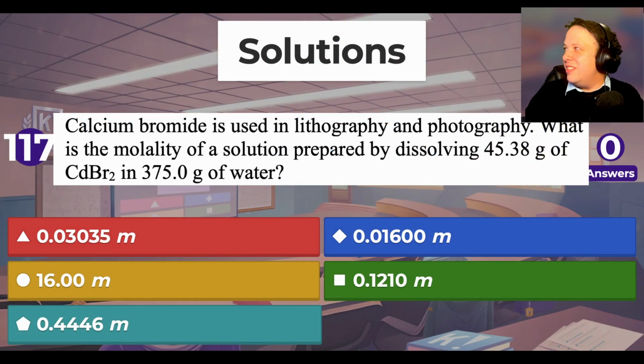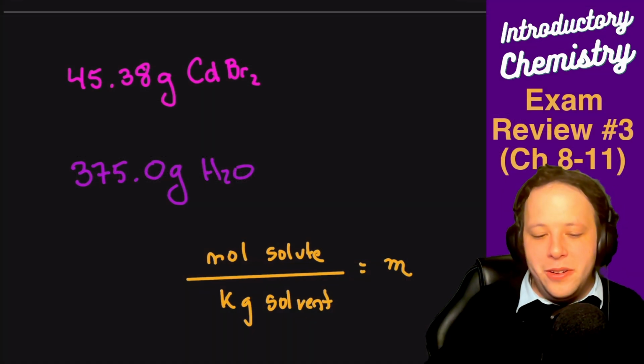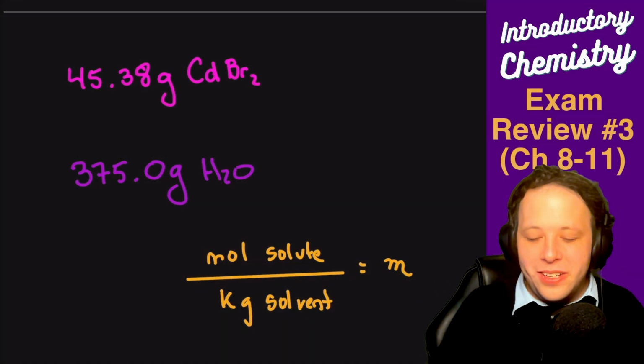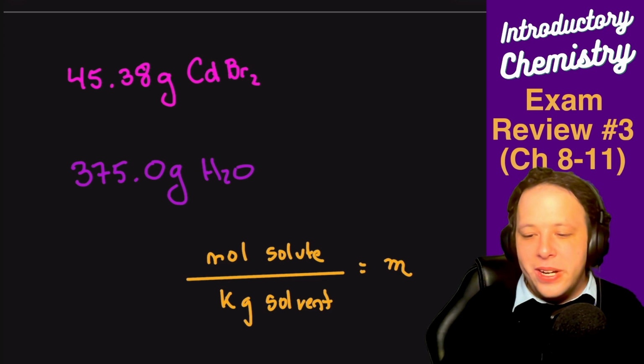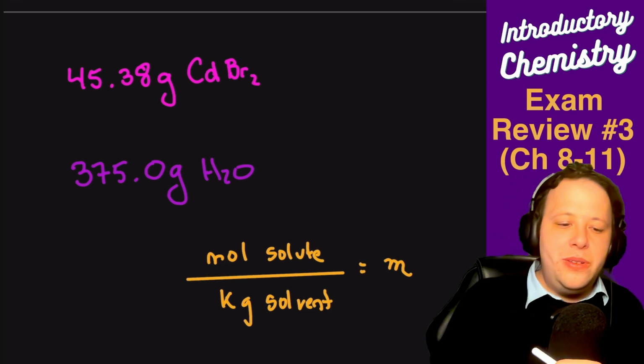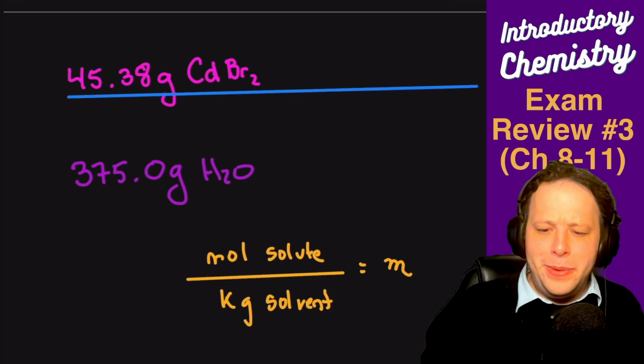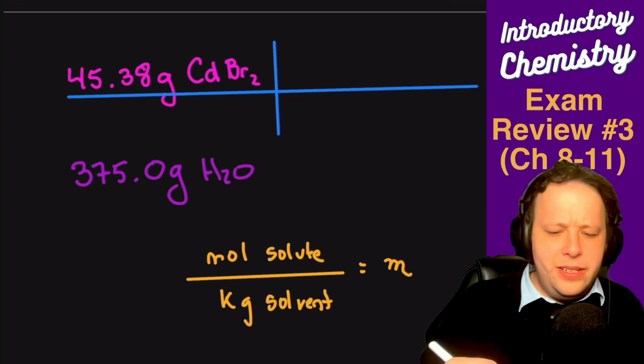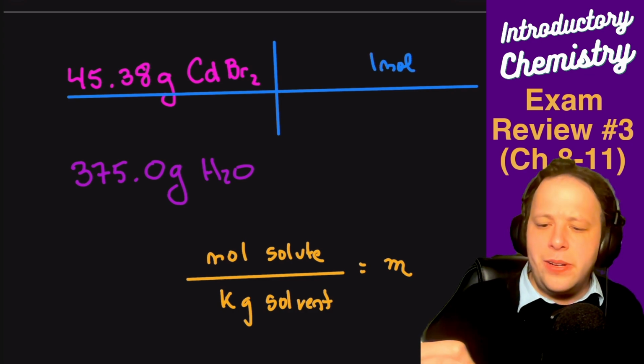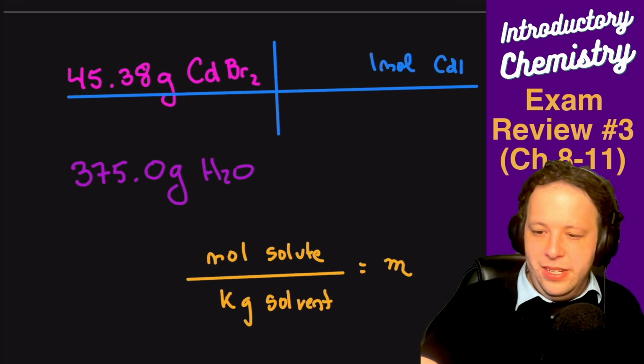Calcium bromide is used in lithography and photography. So, what is the molality of a solution prepared by dissolving 45.38 grams of cadmium bromide in 375 grams of water? Molality is moles of solute over kilograms of solvent. The solute in this case is cadmium bromide. So the first thing we need to do is look up the molar mass of cadmium bromide. Did any of you happen to calculate it? Because I did not. We could do it though.